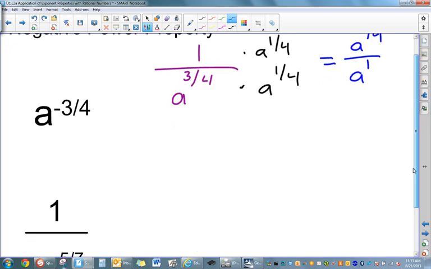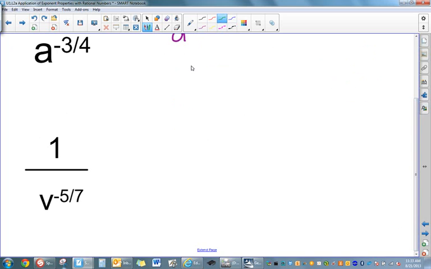All right, take a look at this example. Much easier. You have 1 over b to the negative 5/7. So just think about it. Let's not shout anything out yet. You have an answer? You know what to do with the negative exponent? Okay. Someone like to volunteer? Looking for volunteers for this?